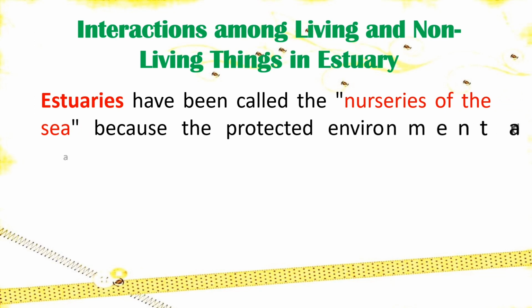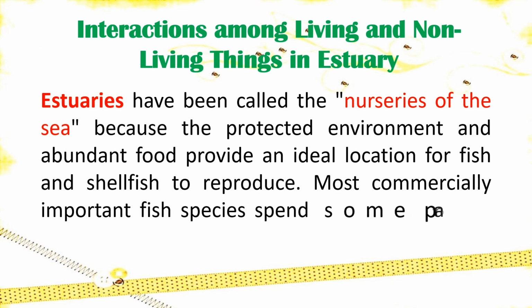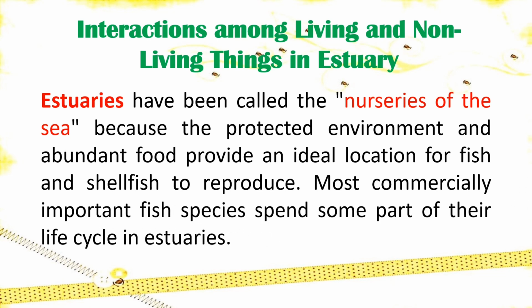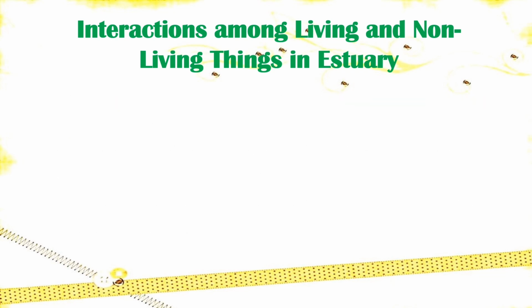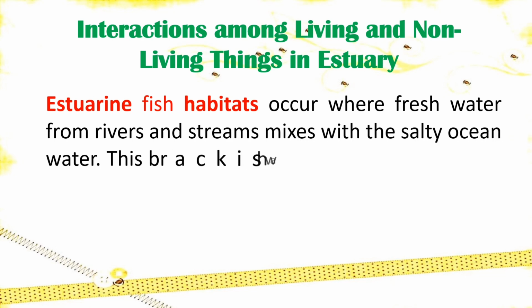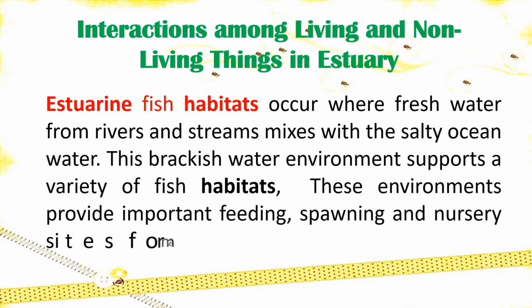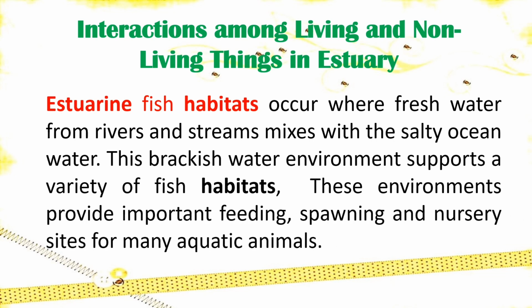Estuaries have been called the nurseries of the sea because the protected environment and abundant food provide an ideal location for fish and shellfish to reproduce. Most commercially important fish species spend some part of their life cycle in estuaries. Estuarine fish habitats occur where fresh water from rivers and streams mixes with the salty ocean water. This brackish water environment supports a variety of fish habitats. These environments provide important feeding, spawning, and nursery sites for many aquatic animals.